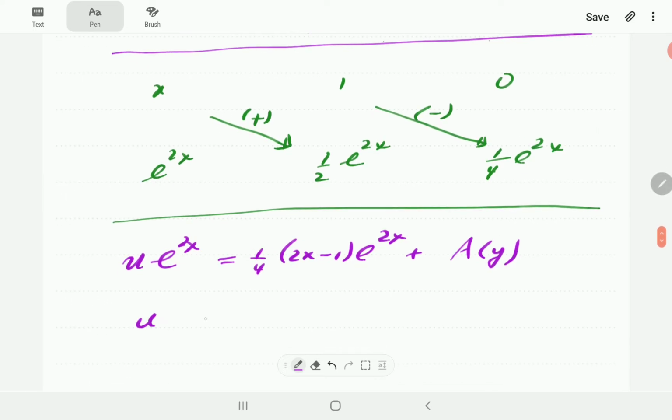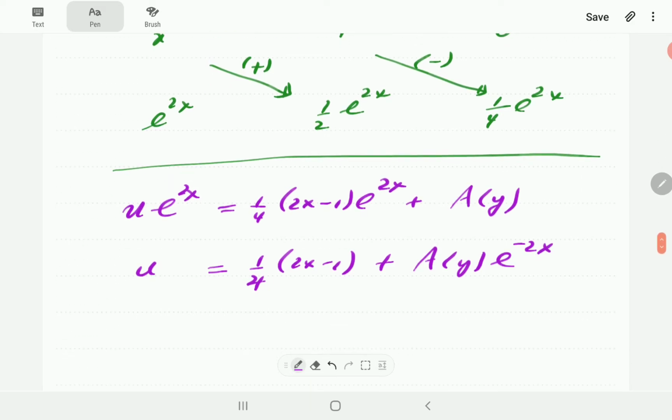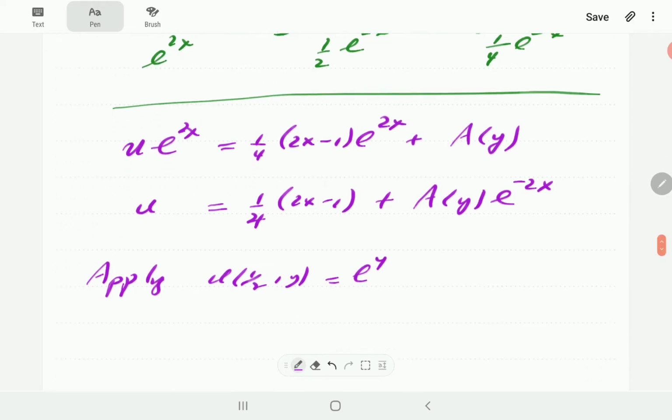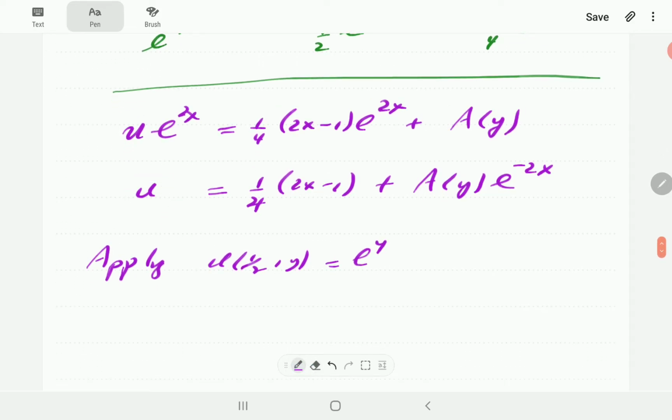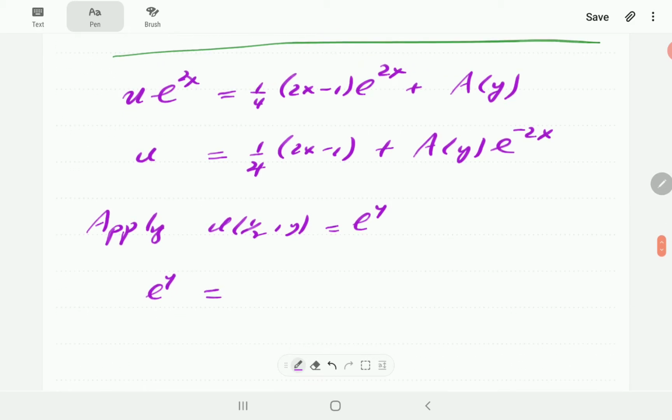Then if we bring the e to the 2x to the right hand side, so this is going to be a of y e to the minus 2x. Then we're going to apply the given Cauchy data. So when x is 1/2, u is e to the y. So on the left hand side here we're going to have e to the y, on the right hand side, we're going to plug in x is 1/2.